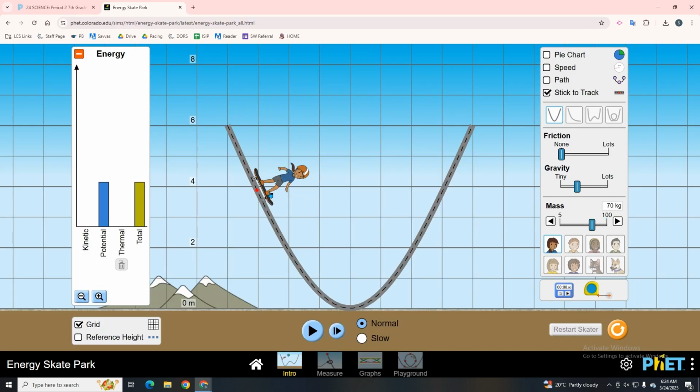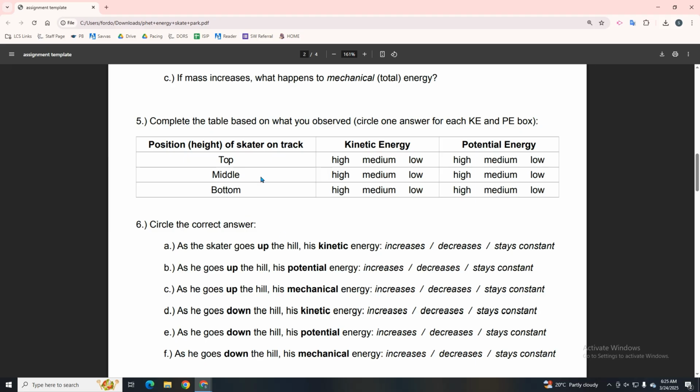Then put the skater in the middle. Does the skater have high moving energy or kinetic energy, or low kinetic energy, or medium kinetic energy? Same thing with potential energy. Is it high, medium, or low? Just look at the bar graph.